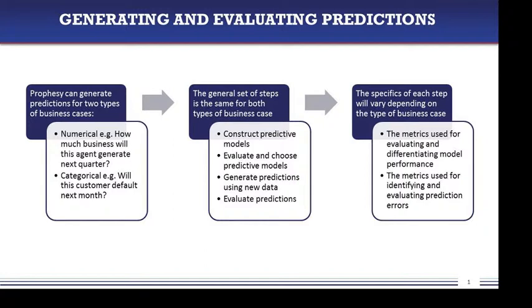You use the same general list of steps to cover both of these types of business cases. You construct a predictive model, you evaluate and choose between predictive models, you generate predictions using new data, and then you evaluate how accurate those predictions were. However, the specifics of each of these steps will vary depending on the type of business case. For example, the metrics used for evaluating and differentiating model performance, or for evaluating prediction errors. Let's go into a little bit more detail on the differences of each step.